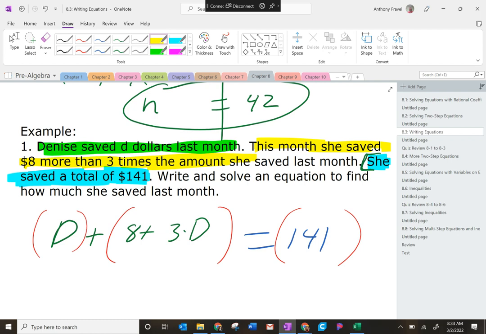Not yet. We're gonna combine the like terms first. So the D's, if they're on the same side together, let's add those ones. So it'd be 1 plus 3. Yes, that would be 4D. And then what's left over? Yep. So it's looking plus 8 equals 141. And then we're going to go through and subtract that 8.